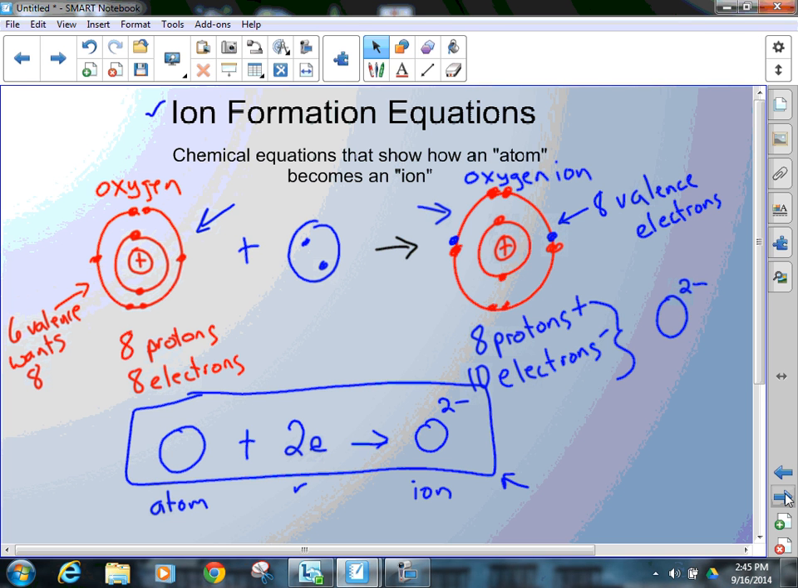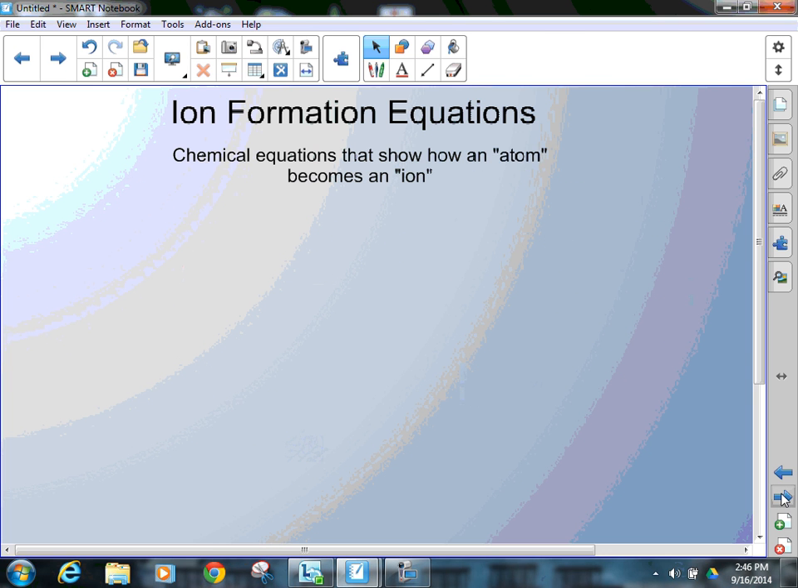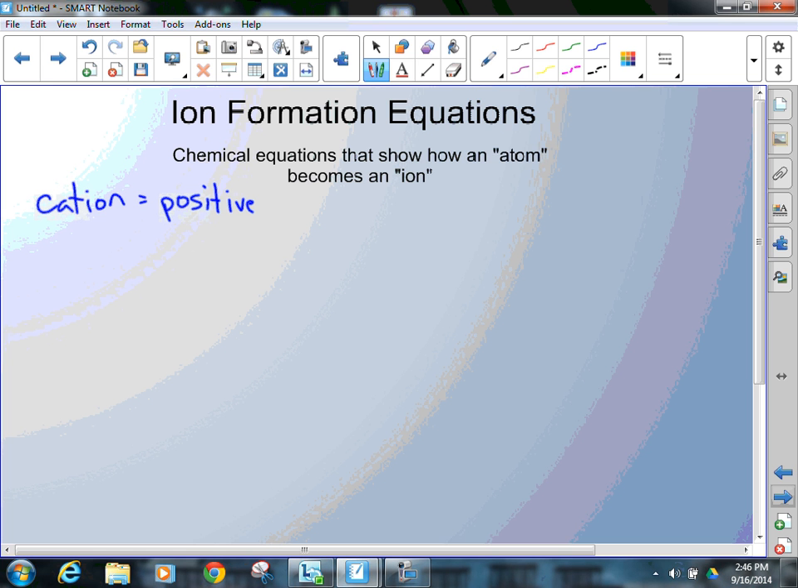Let's look at an example where we have an atom forming a cation. So a cation is a positive ion. And this is what metals do. Metals lose electrons and form cations. So we might use an example like sodium.